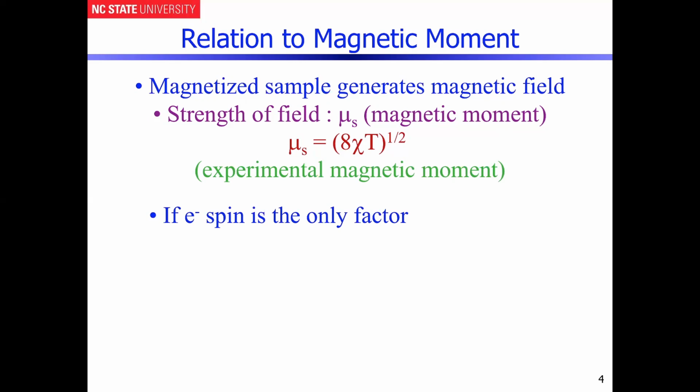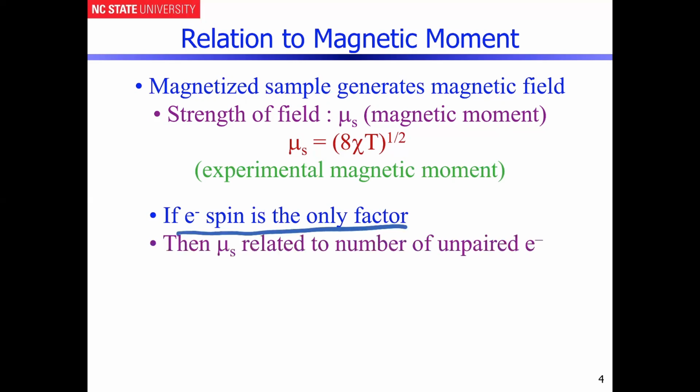So we really care only about the electron spin. And if you do that, you can then relate mu of S directly to the number of unpaired electrons. And then this is called the spin-only magnetic moment. But S is actually just equal to the spin.